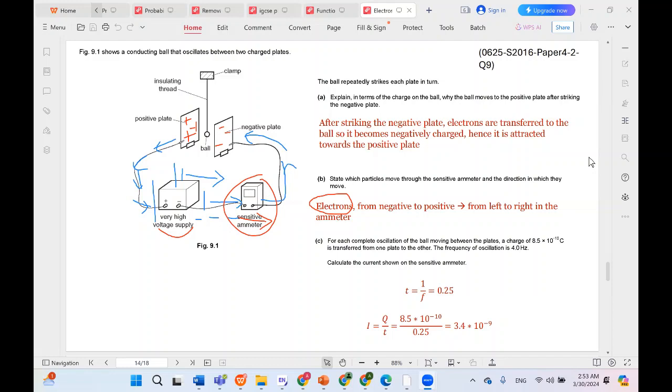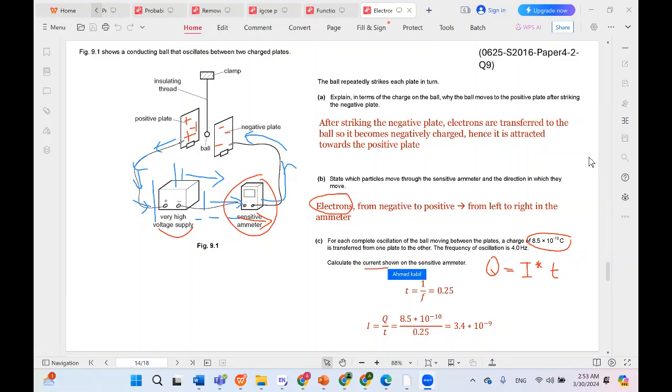In C, we're told for each complete oscillation of the ball moving between the plates, a charge of 8.5 times 10 power negative 10 is transferred from one plate to the other. The frequency of oscillation is 4 Hertz. Calculate the current shown on the sensitive emitter. So this is a slightly different question from what we saw before, because we're supposed to use the equation Q equals IT, but we're not given the time here. We're given the charge, and we are required to find the current.